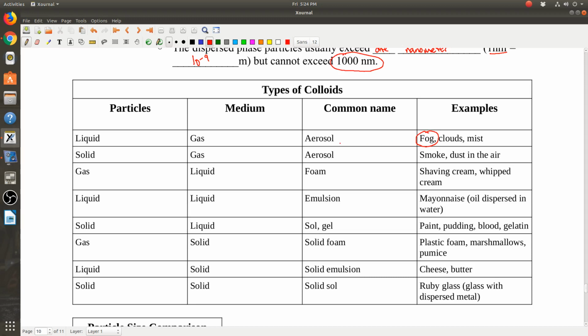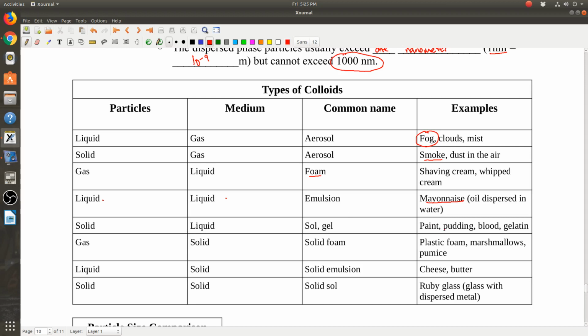Okay, common names are aerosol, but examples are fog and clouds and mist. A solid and a gas, you'll have smoke. A gas and a liquid, you'll have a foam like shaving cream and whipped cream. A liquid and a liquid, you'll have mayonnaise. Oil dispersed in water.